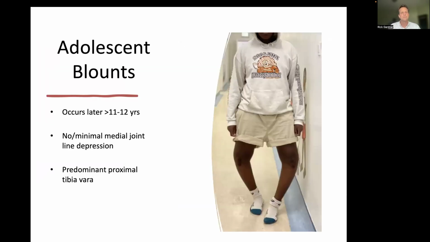So adolescent Blount, it generally occurs later, after the age of 11, 12 years of age. And there's no or really minimal medial joint line depression. It's predominantly a proximal medial tibial vara.